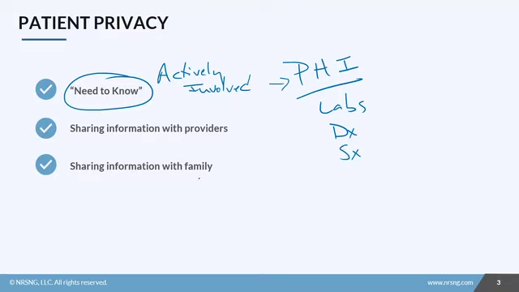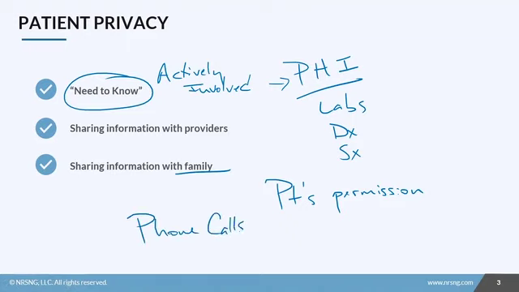So who else can you share it with? Well, let's say you have a family friend come by and they want to check on your patient. The thing you have to do is get the patient's permission to disclose that information. Sometimes they're okay with it, sometimes they're not, but you always need to ask. The other thing that I want to touch on real quick is phone calls.